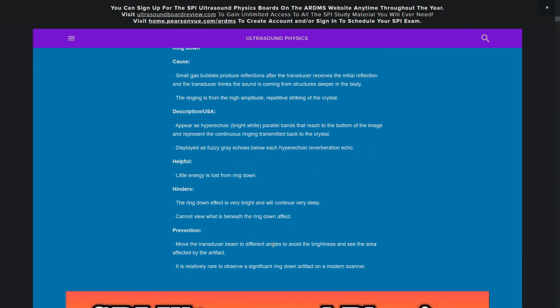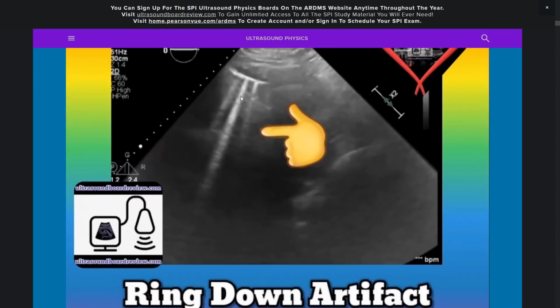Let me show a clearer one. To avoid such an artifact, the user must move the transducer beam to a different angle in order to avoid brightness and to view the area affected by the artifact.